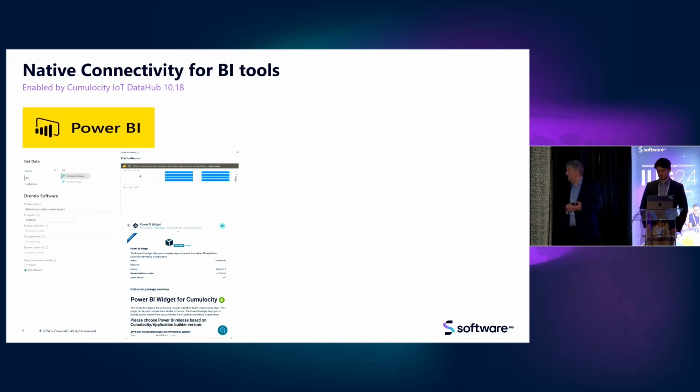We talked about this yesterday, and no apologies for reusing the slide, but one of the things Dremio 24 brings for us is improved connectivity to Power BI. Power BI, since about July 23, has native Dremio connectivity in it. That's now enabled for DataHub because we've upgraded our Dremio version. And we also have a community-provided widget for embedding Power BI dashboards inside your Cumulocity IoT cockpit. And we are actually seeing customers starting to use that.